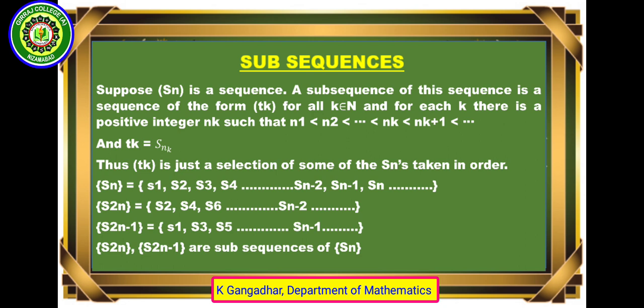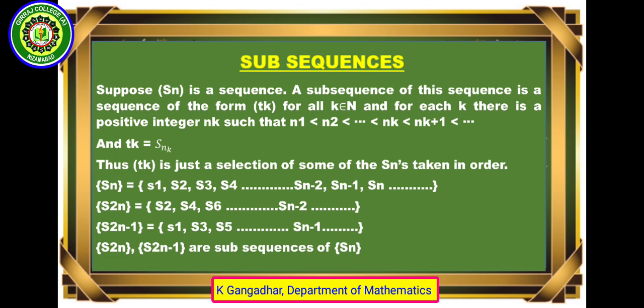Suppose we form one even term sequence, say S2n. The sequence terms are S2, S4, S6, and so on, S_{n-2}, and so on. So this sequence we call S2n. And suppose we take the odd terms: S1, S3, S5, and so on, S_{n-1}. This sequence is denoted by S2n-1.